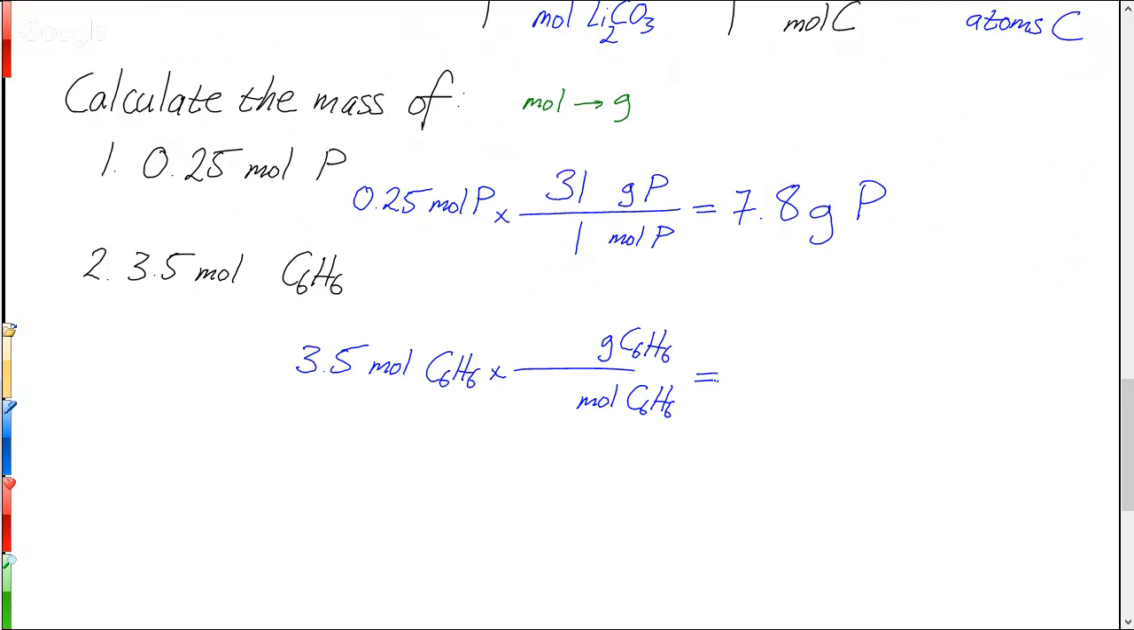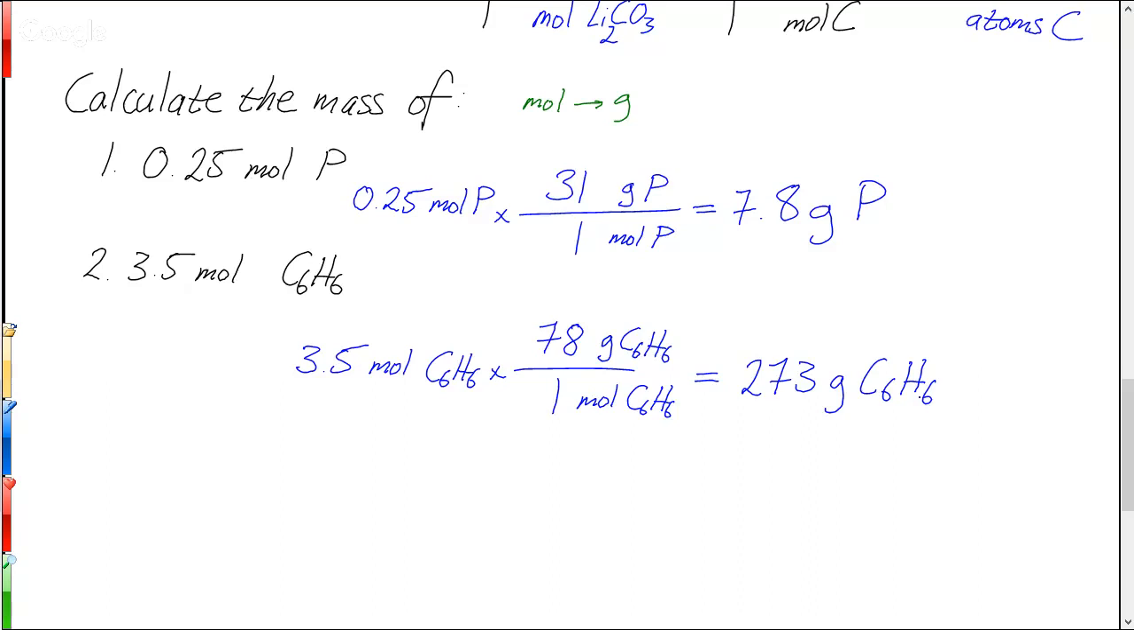So that's 6 carbons. 6 times 12 is 72. And then 6 hydrogens, that's 6 more, 78. So that's going to be 78 grams per mole. Which comes out to 273 grams. Is that right? Maybe check it.